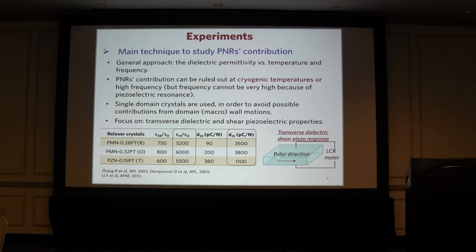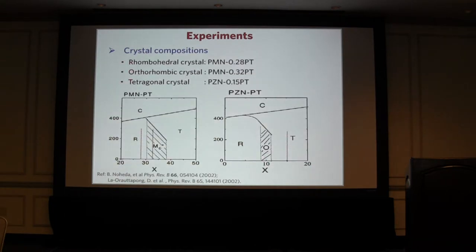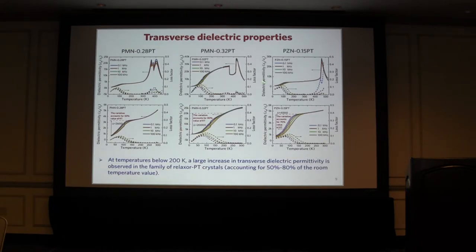Here is a schematic for our study sample. We poled the sample along the polar direction. From a rhombohedral crystal, we poled along the 111 direction. And then we measure the properties perpendicular to this direction. Here is the composition we selected to make our study comprehensive. We selected three different phase crystals: rhombohedral, orthorhombic, and tetragonal. All these crystals are around the MPB, but a little bit away from the MPB. Here is the composition for these three crystals. Here are the transverse dielectric properties for the crystals.